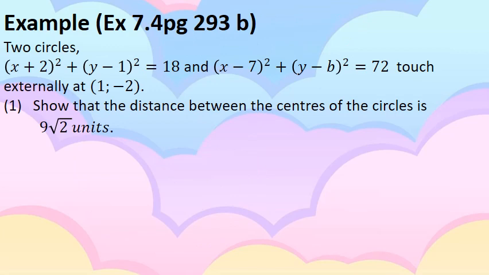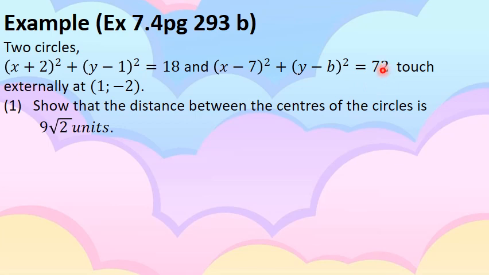So two circles are given. Look at how the entire formula of this circle has been given. Perfect. We know the center value would be -2 and +1, and we know the radius squared is 18. The other circle, the entire formula has not been given. They have failed to give us the y value of the center of the circle, but we do know that the radius squared is 72.